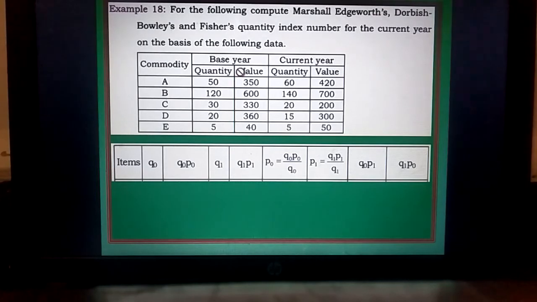So here base year and current year data is given. Commodities are A, B, C, D and E. So base year quantities are nothing but Q naught.